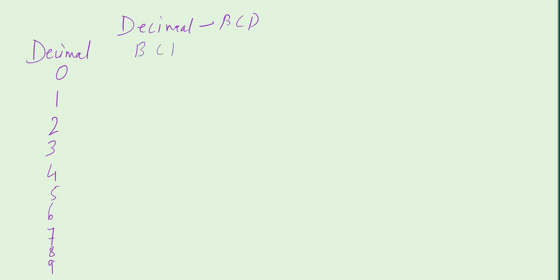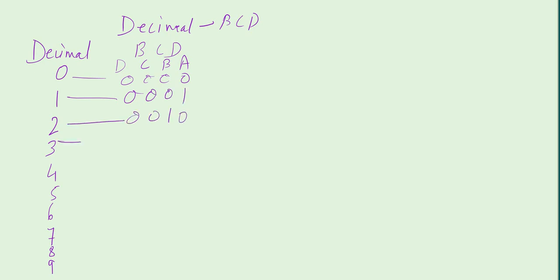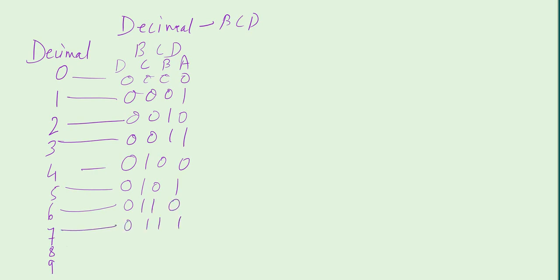And the corresponding BCD code, if you consider DCBA, will be, corresponding to 0, 0, 0, 0, 0. Corresponding to 1, it is 0, 0, 0, 1. Then 0, 0, 1, 0. This is nothing but the binary equivalent of the decimal number. So 0, 0, 1, 1. In case of 4, 0, 1, 0, 0. In case of 5, 0, 1, 0, 1. In case of 6, 0, 1, 1, 0. For 7, 0, 1, 1, 1. For 8, 1, 0, 0, 0. And for 9, 1, 0, 0, 1.